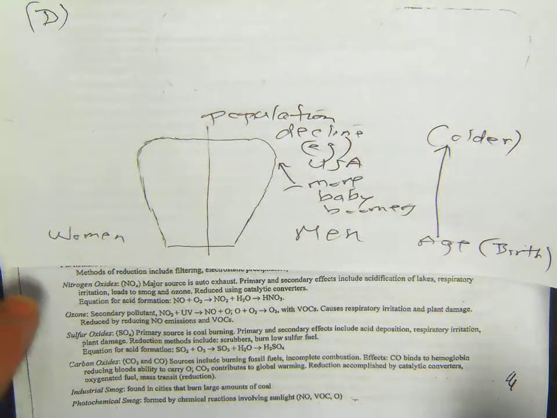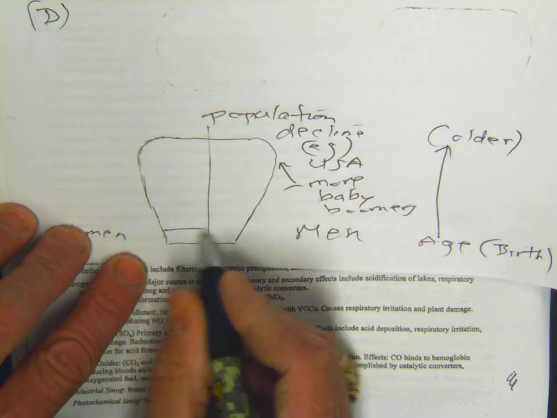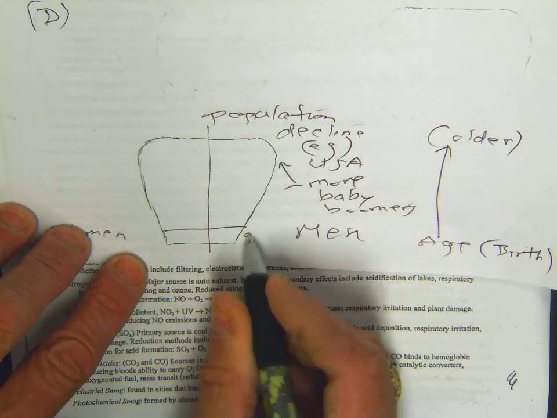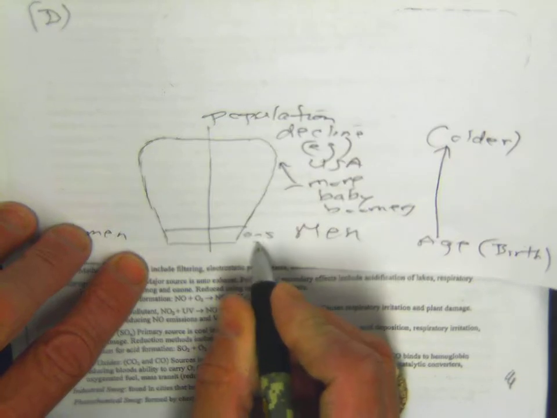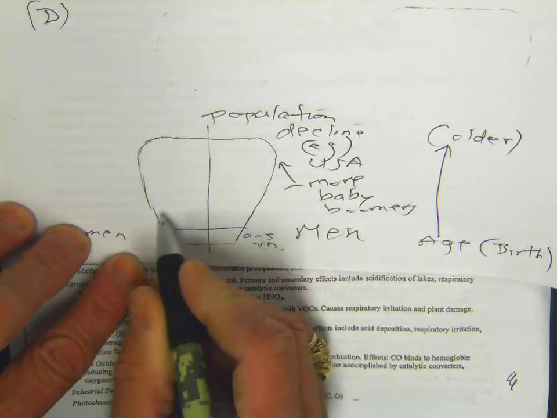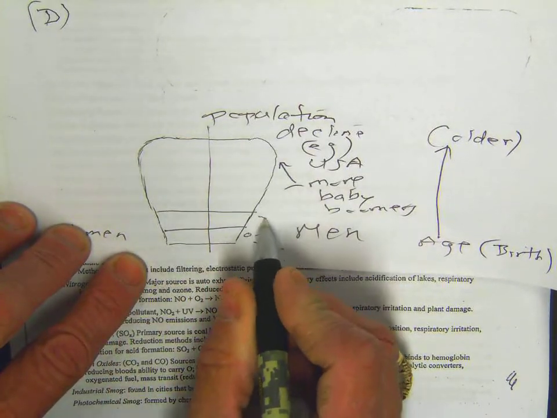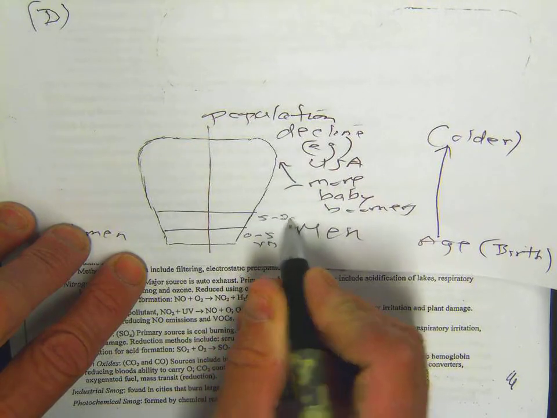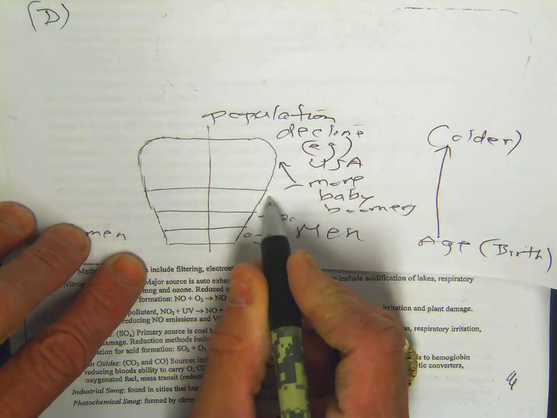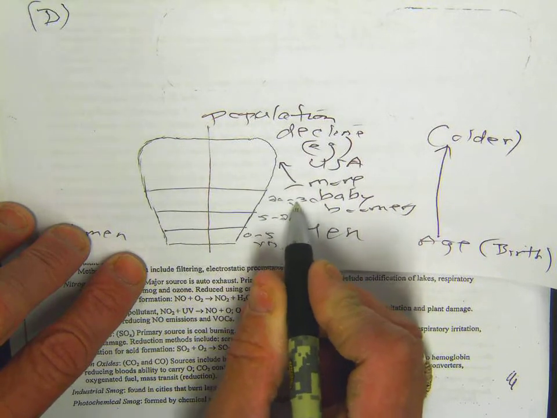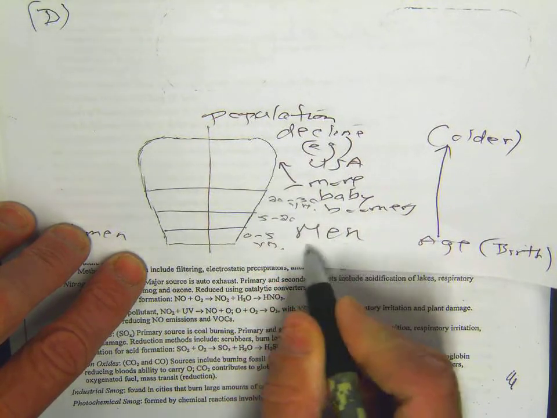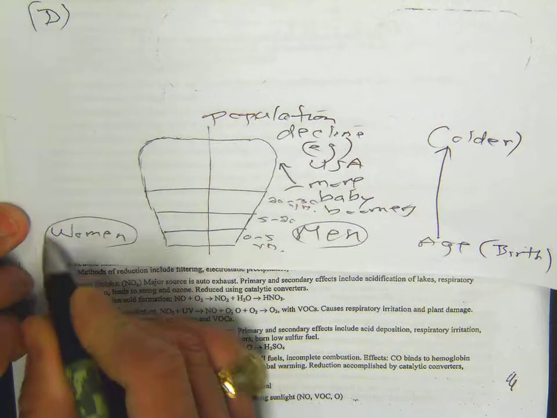All right. The base would basically be the young age, so maybe 0 to, I don't know, 0 to 5 years. And this might be 5 to 20 years or something like that. This might be 20 to 30 years of age. And if you remember, one side is men, one side is women.